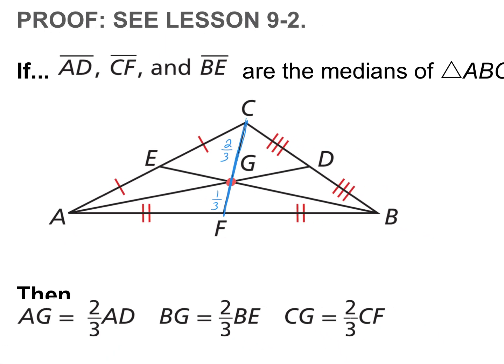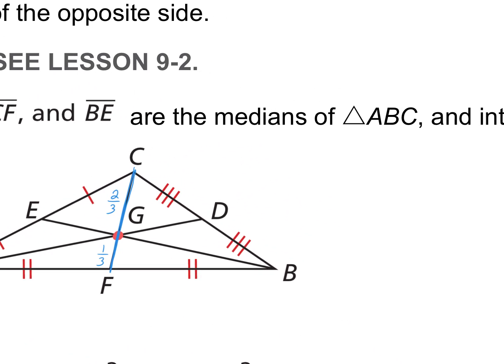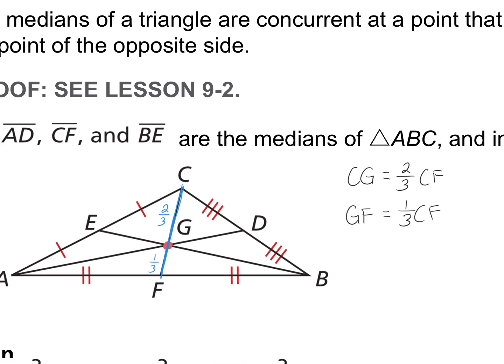What is an equation that I can write about that line? I'm going to give you a hint. What can I write for CG? What's an equation I can write for CG? CG is 2/3 of what? The whole thing, right? I'm just going to say CF, okay? CG is 2/3 of CF. That part is 2/3 of the whole thing. What is an equation I can write for GF? GF is this one. 1/3 of CF, okay?